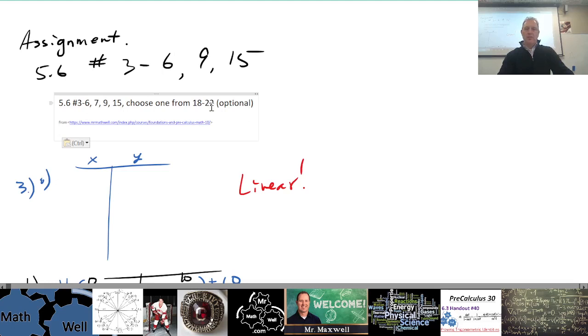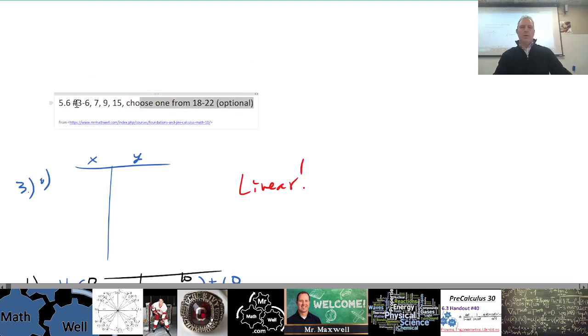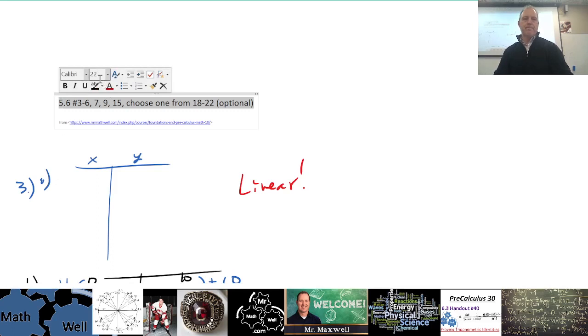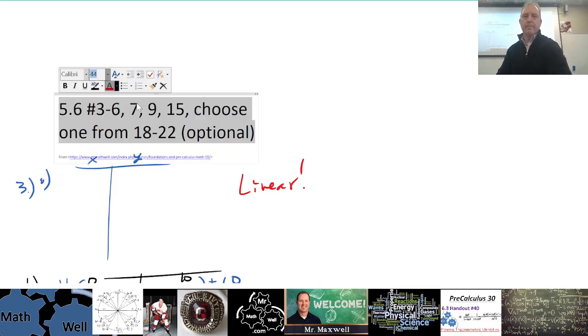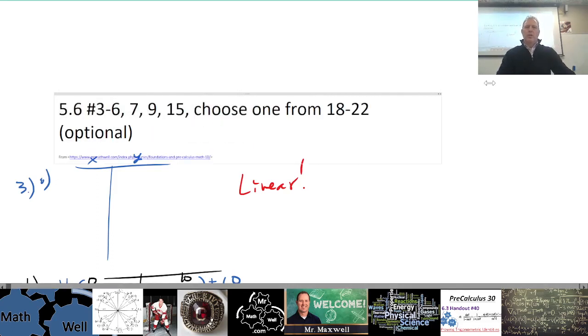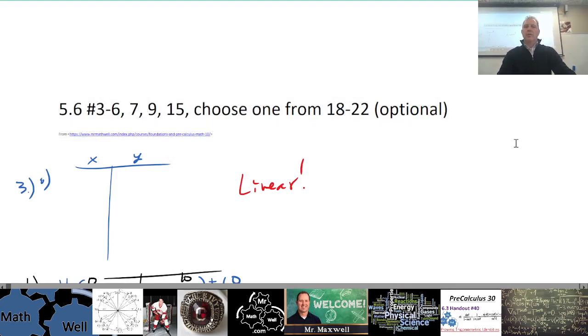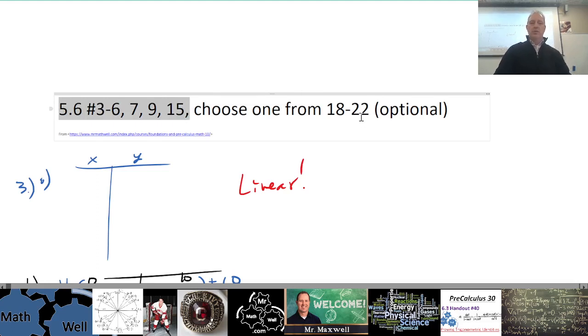So I'm going to give you some time tomorrow to work on this as well. So I just have a little bit of a different assignment than the original, I guess. That's also really small. Let me make that bigger for you. So choose one from 18 to 22. Now, if you have time for this, I'm making this optional. So this is a word problem. I would like you to think through this. Every one of you should try this. Okay? But when you're done with these required core questions right here, then I want you to choose one from 18 to 22.